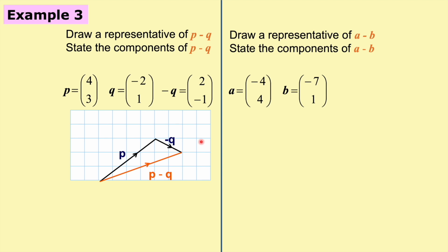Once we have that, we can either subtract the component vectors to find our components of P subtract Q. So 4 subtract negative 2 means 4 add 2 will give us 6, and 3 subtract 1 will give us 2. So P subtract Q is 6, 2. And we can double check on our diagram, we're going along 6 and up 2. So if you could pause the video here, and can you please try this question?